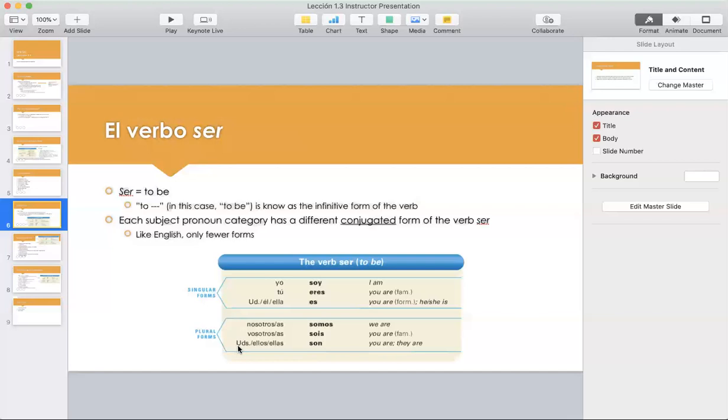The minute you put ustedes in front of son, you're no longer saying they are, but it's turning into you all are. So again, if you use son by itself, it's implied that the meaning will be they are. The minute you use ustedes in front of son, it means you all are. So out of all of these pronouns, you will always use throughout this language usted and ustedes because the other ones are always implied.